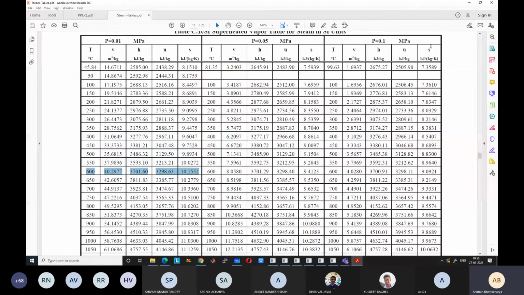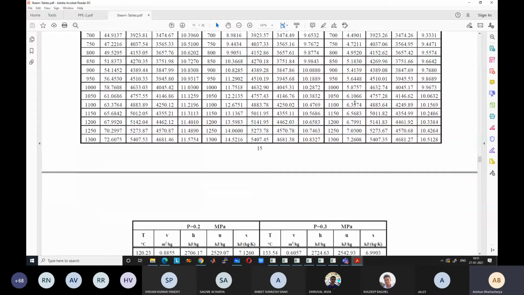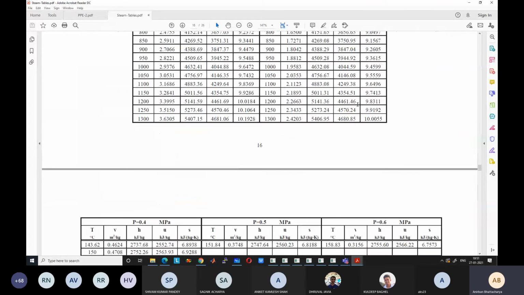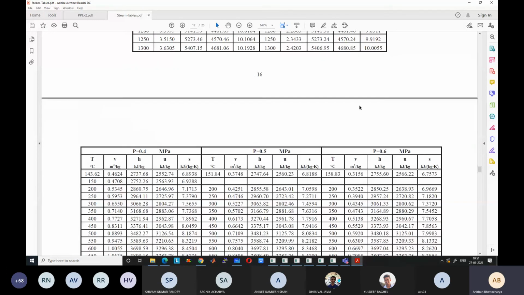Similarly, for another pressure, you again have the same tables, but now the initial temperature is higher because this is the boiling point. Then 0.1 MPa pressure, which is 1 atmospheric pressure, the boiling point is 99.63, and then these are the specific volumes and all these things, and you can keep on increasing the temperature. So the same table for different pressures are there. All are in the superheated region.